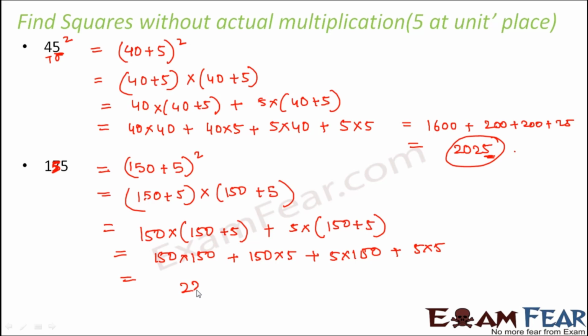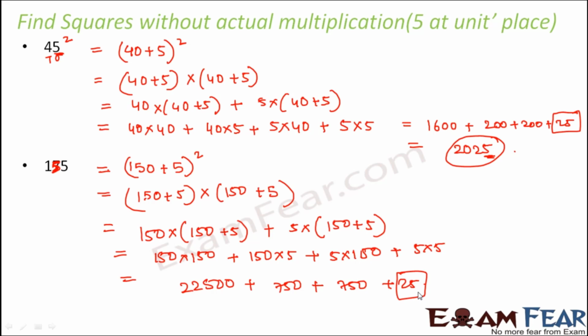So when you find out the product, you see it's 22500 plus 750 plus 750 plus 25. So you see here also at the end the fourth term was 25. Here also the fourth term is 25. And this happens for all numbers which end with 5. In whichever number you have the units place as 5, you normally see this trend where, out of these 4 terms, the last term would be 25.